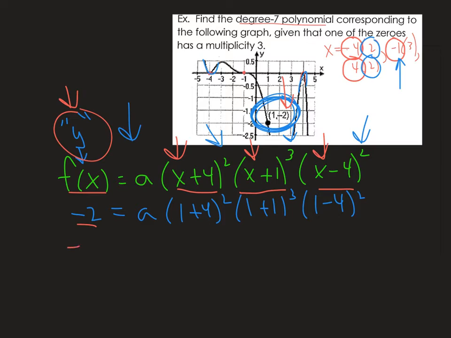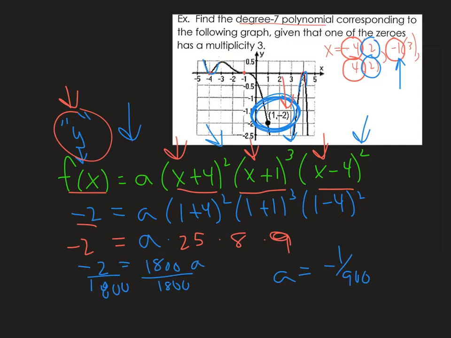So we have -2 equals a times 1 plus 4 is 5 squared is 25. 1 plus 1 is 2 cubed is 8. 1 minus 4 is -3 squared is 9. And now we can solve for our a value. So this is 9 and this is a. And so a little bit of multiplication: 25 times 8 times 9 is 1800. So 1800a equals -2. So a is equal to -2 over 1800, or -1 over 900.